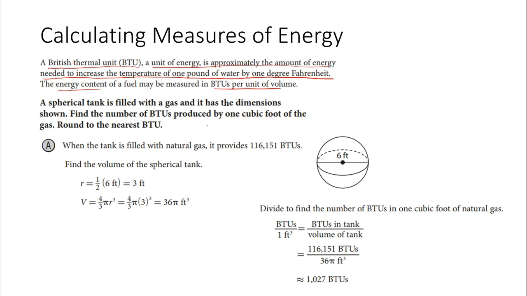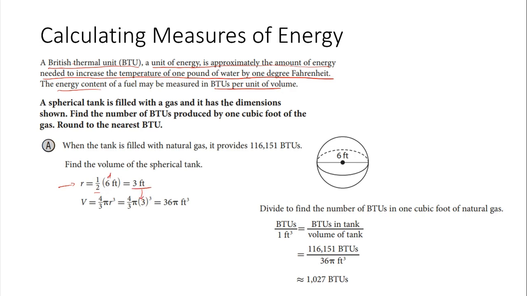So let's look at an example. We have a spherical tank. It's filled with gas, and its dimensions are shown. So they already give us this tank. They give us the diameter, and again, our diameter is really just two radius, right? So our radius is half of whatever our diameter is, which is 6 feet. So our radius is 3 feet.